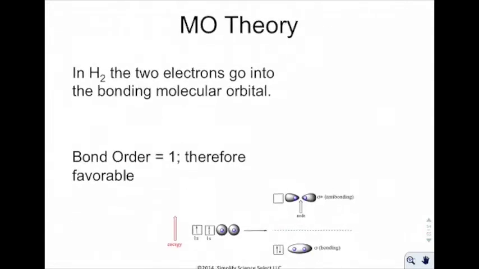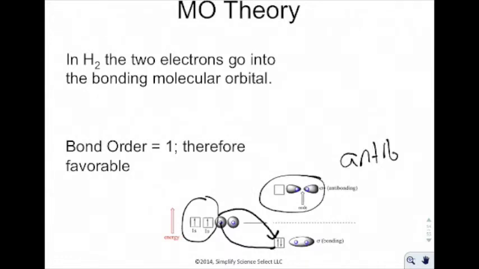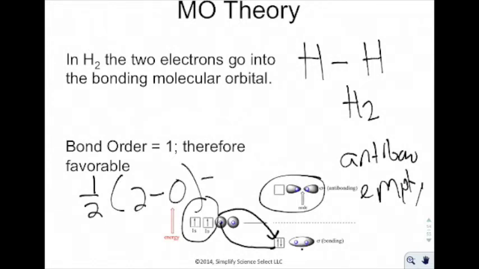An example of that is hydrogen. Molecular orbital theory says 2 electrons go into a bonding molecular orbital. I've got 2 electrons from 2 different hydrogens. Both electrons go to the lowest energy state, because we always fill from bottom to top. Because of that, there are no electrons in the antibonding, so the antibonding is empty. Because it's empty, a bond tends to form between hydrogen and hydrogen. So we get H2. The bond order is 1 because 1/2 of the 2 electrons in the bonding orbital minus the 0 in the antibonding gives me 1.